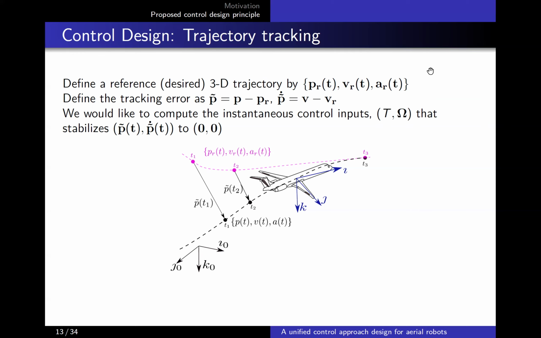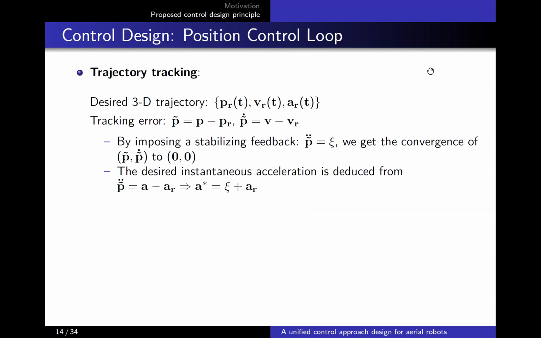I can say this is my trajectory, I have P minus PR. And my PR, maybe there is a leader in front of me, I try to follow it. V reference and acceleration of reference. Okay, I define this error, position and velocity. What I would like to find is the T and omega that stabilize the P tilde and P tilde dot to 0. Is it okay? It's simple. Now, to do this, I look at P tilde double dot, which is equal to acceleration minus the acceleration of reference. So I have to find xi that stabilizes the things.